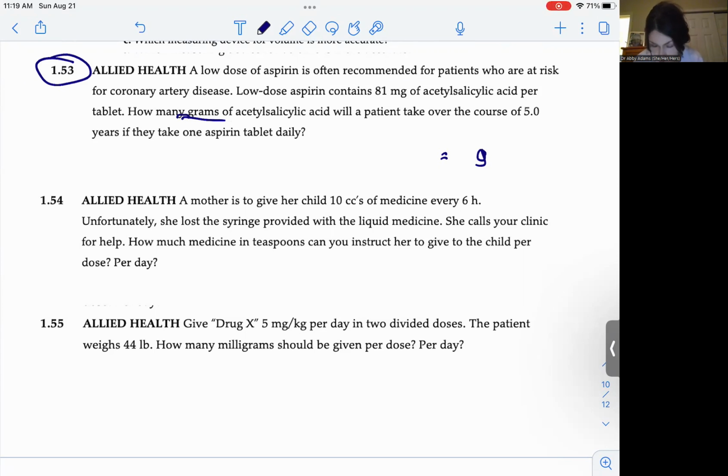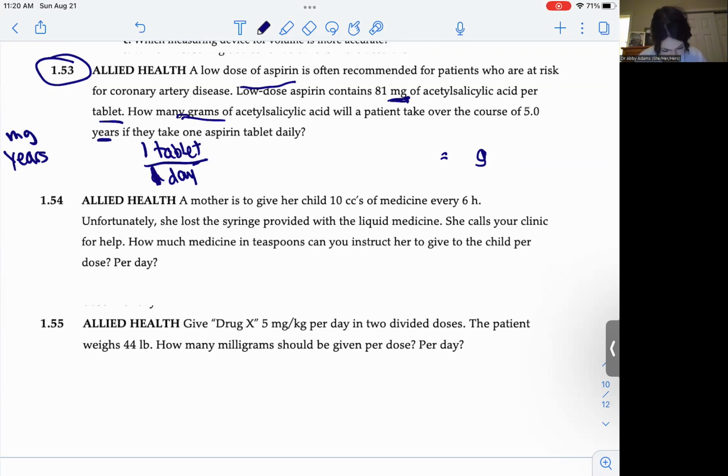So we know that they are taking 1 tablet per day, right? A low dose aspirin, this per tablet. So let's just start off saying we're going to want to know how many grams that they're taking daily, but we know that they're taking 1 tablet a day. Okay, 1 tablet, 1 day. All right, so conversion factors. We have milligrams, and we're going to need to go to grams. Years, we have days. So we're going to need to get over to years. We have to keep that in mind.